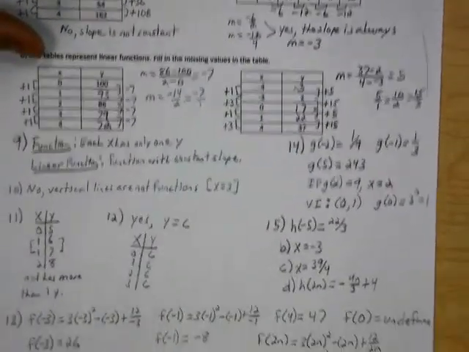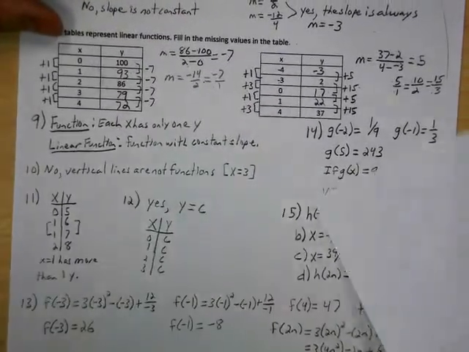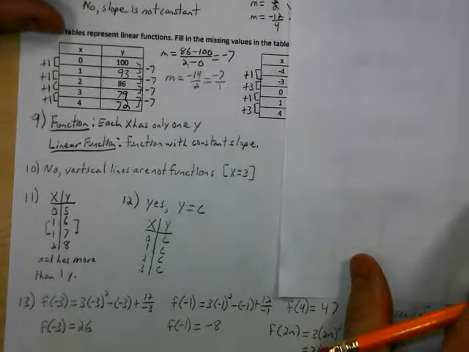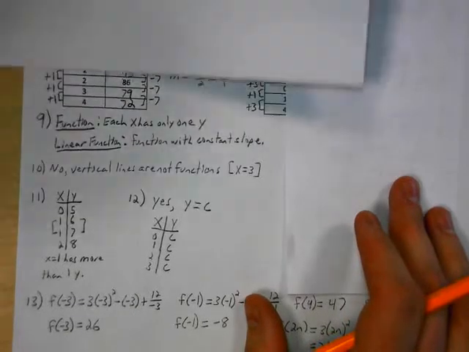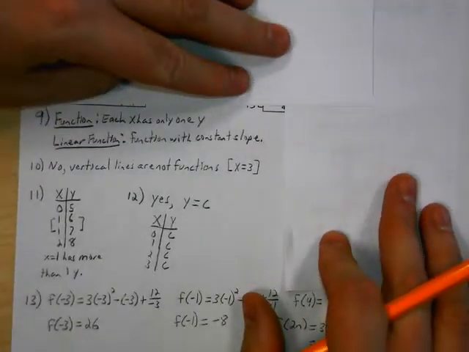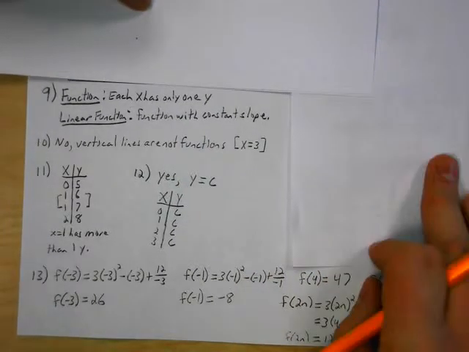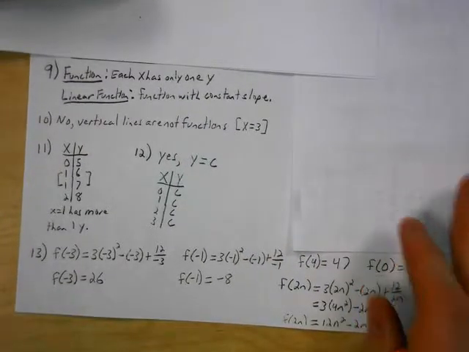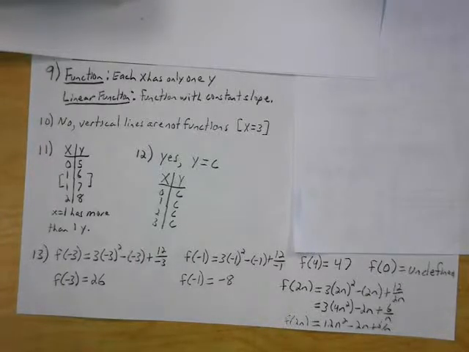Okay, and then the rest of the page here, let me look at, I don't want to get overwhelmed here, 9 through 13. Okay, I ask you what a function is. Okay, so I'll leave that up there. It's really just looking at tables, and number 13 is plugging values into the function rule.